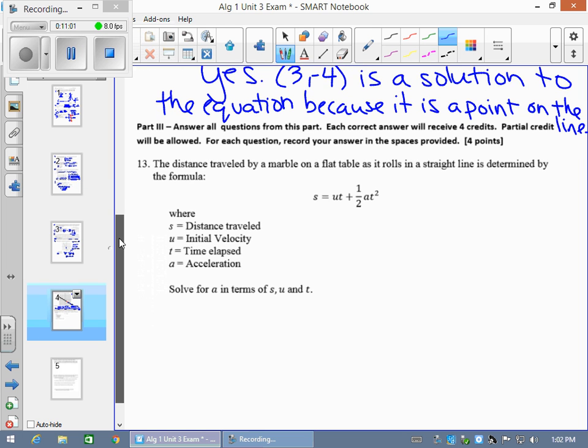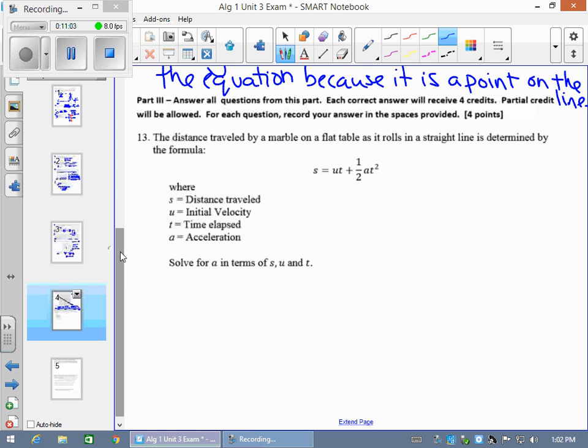We were being given an equation, s equals ut plus 1/2 at squared, and we were told what each variable was equal to, but we were told to solve for a in terms of the remaining variables. So we're trying to isolate a. So the first thing you would need to do is subtract ut on either side of your equation. So you end up with s minus ut is equal to 1/2 at squared.